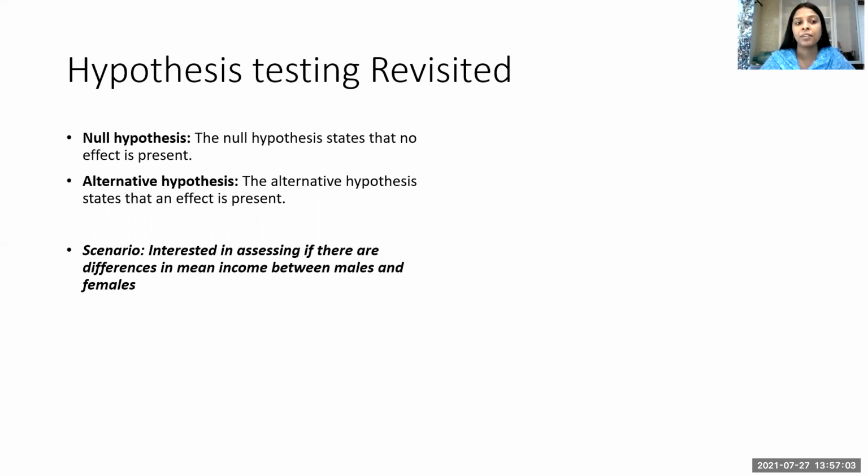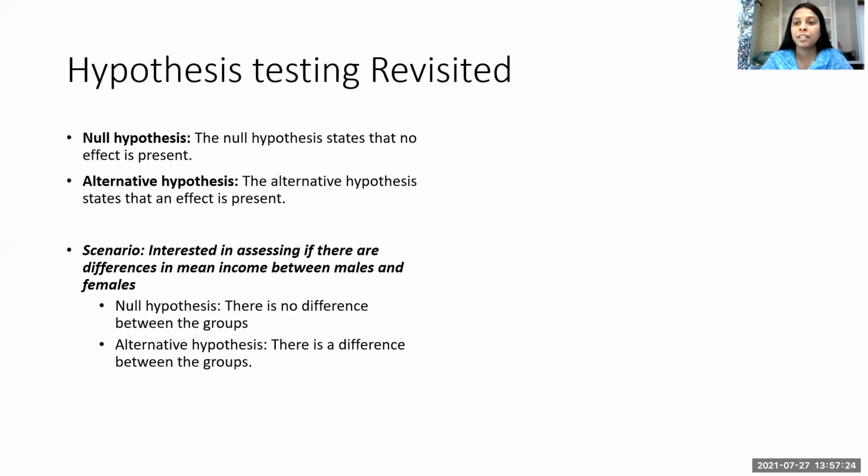Suppose we have a scenario where we are interested in assessing if there are differences in the mean income between the genders, male and female. In such a scenario, how do we write the null hypothesis and the alternate hypothesis? For this scenario, the null hypothesis can be written as there is no difference between the groups male and female with respect to their mean income.